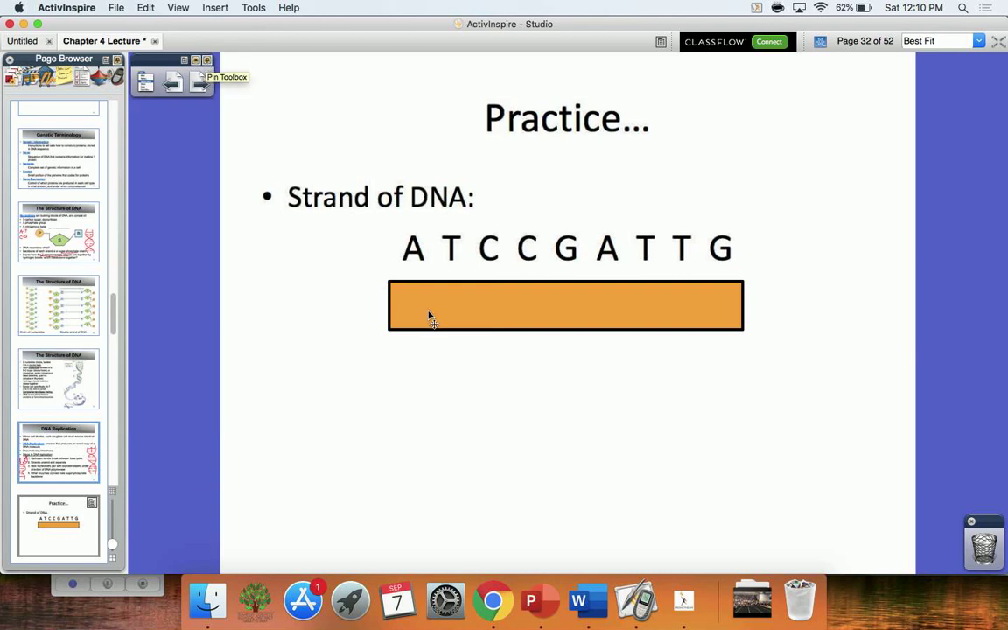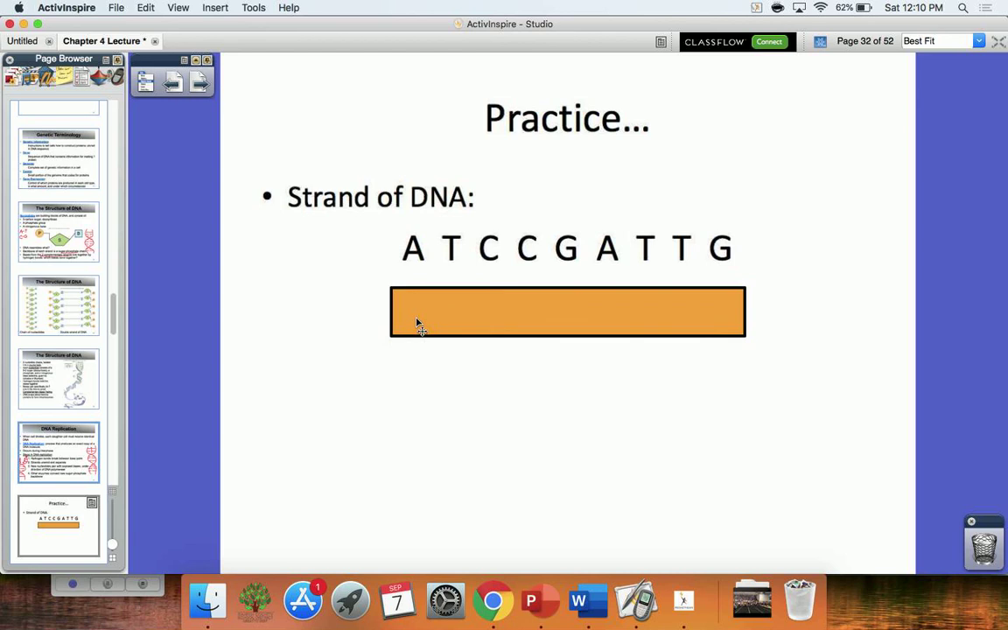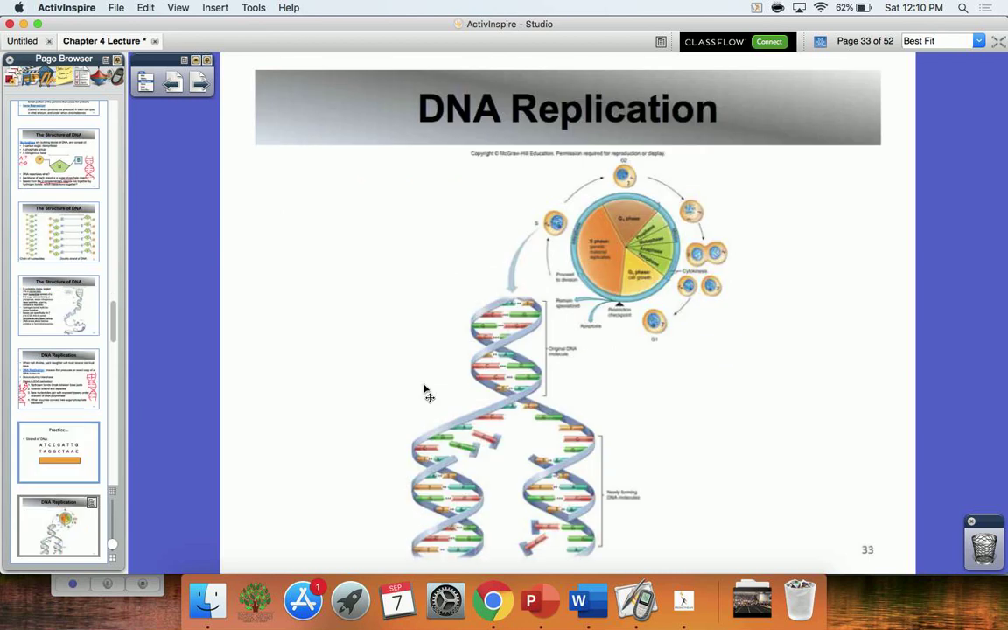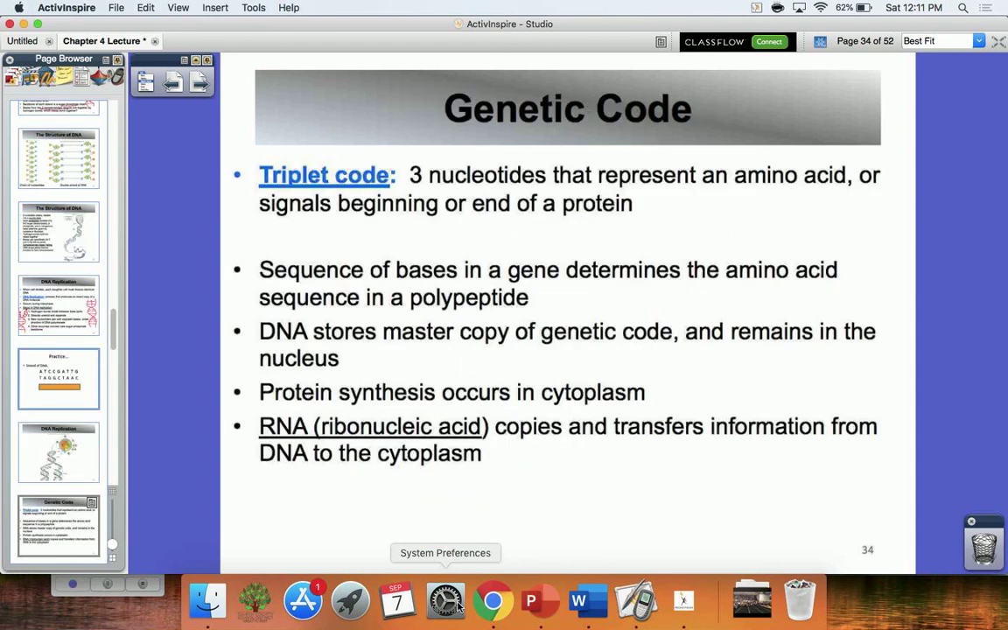And so the strand of DNA that will bind to it will be that strand. And this is the image that I was attempting to draw, where you have the old strand here, it's unwinding, and you have those free nucleotides that are binding to it, and we end up with two new DNA molecules.